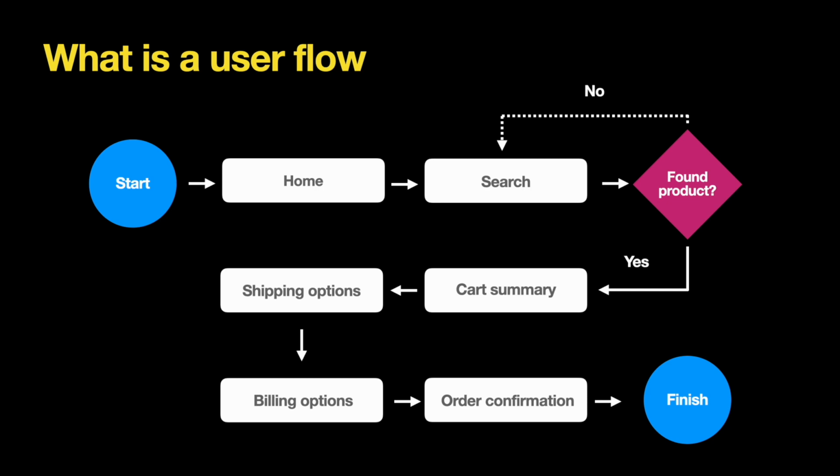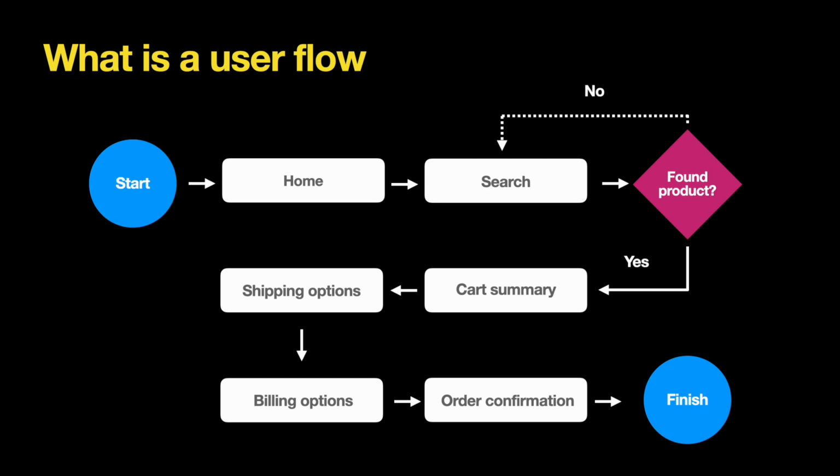Here is a typical example of purchase flow at the e-commerce website. The user starts at the entry point, such as the home page, and then uses search to find a product. If the user cannot find the product, they will try to formulate another search query. When the user finds the product, they add it to the cart and navigate to the checkout page, where they provide shipping and billing information. The user flow ends with the final action or outcome. In our case, the user completes the purchase.